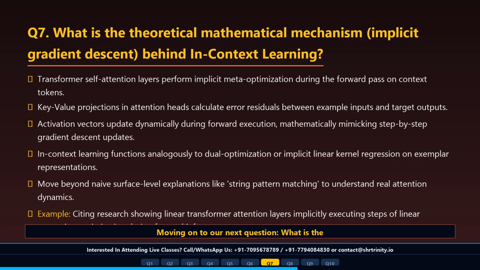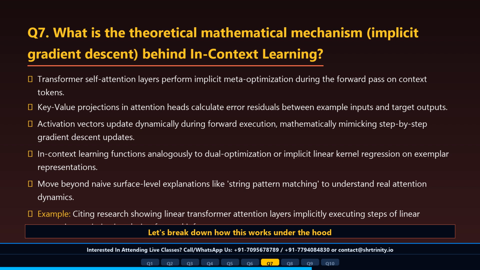Moving on to our next question, what is the theoretical mathematical mechanism, implicit gradient descent, behind in-context learning? Many people mistakenly view in-context learning as superficial string pattern matching, but theoretical deep learning research reveals a far more sophisticated mathematical mechanism at play. Mechanistically, self-attention layers in transformer models perform implicit meta-optimization during the forward pass, effectively simulating gradient descent steps on the provided context examples without updating model weights.